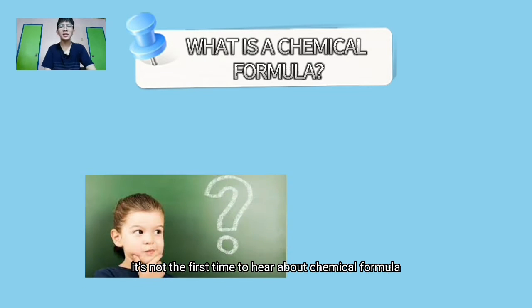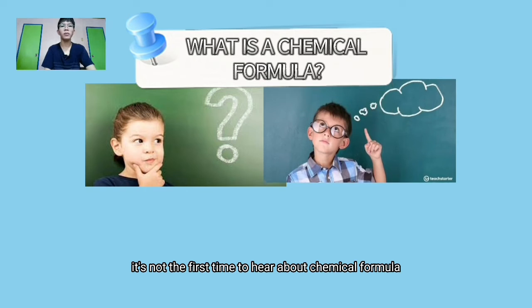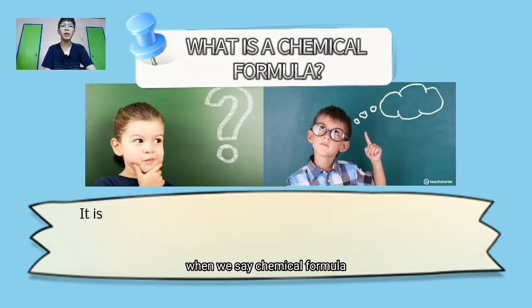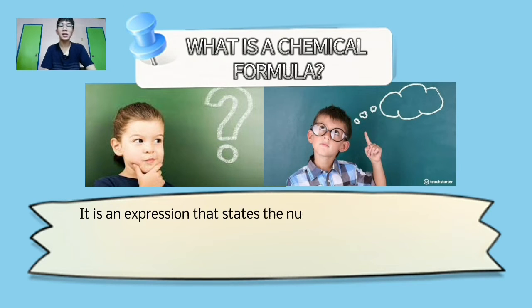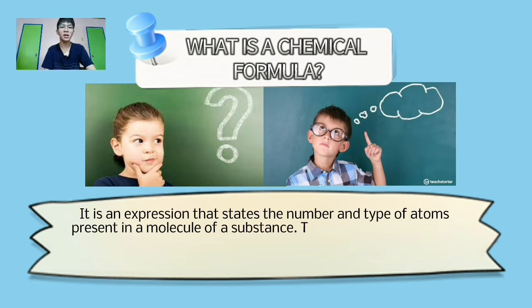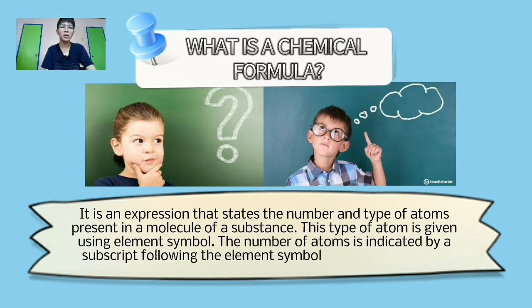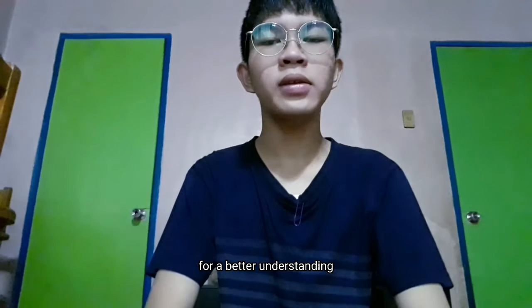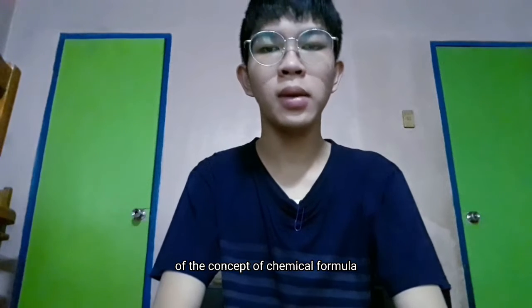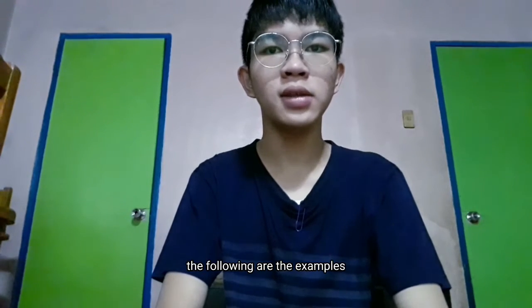For sure, it's not the first time to hear about chemical formula. When we say chemical formula, it is an expression that states the numbers and the types of atoms present in a molecule of a substance. This type of atoms is given using element symbol, and the number of atoms is indicated by a subscript following the element symbol. For a better understanding of the concept of chemical formula, the following are the examples.